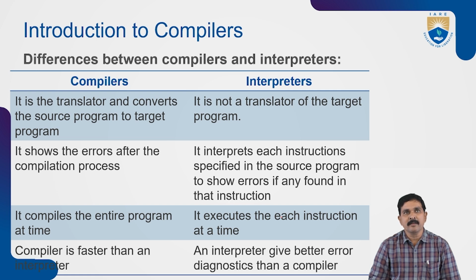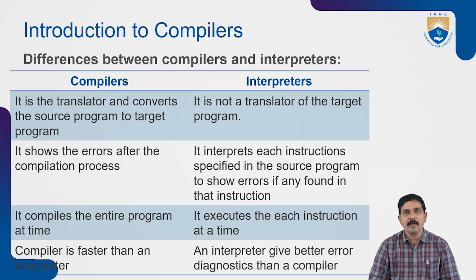The second difference is that a compiler shows the errors after the compilation process. But with the interpreter, you cannot interpret the entire program at a time. You are verifying the errors one by one, line by line, instructions in the source program. The third key difference is that a compiler compiles the entire program at a time, but you are not expecting that in the interpreter. So compilers are definitely much faster than interpreters. From the speed point of view, interpreters are very slow.